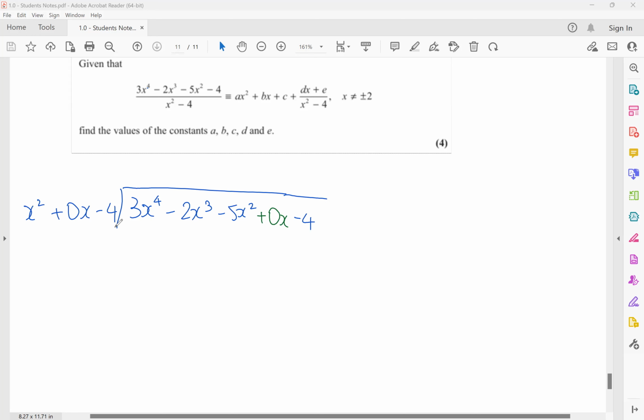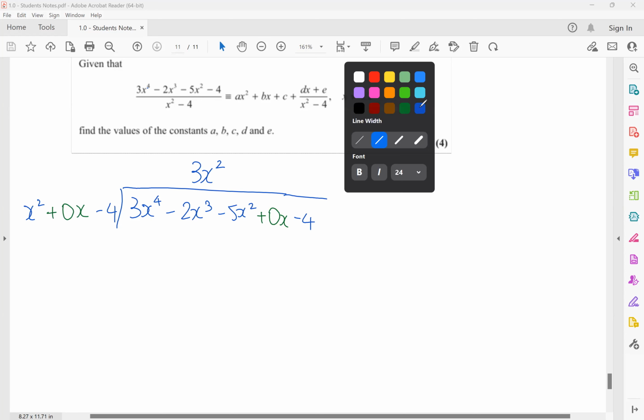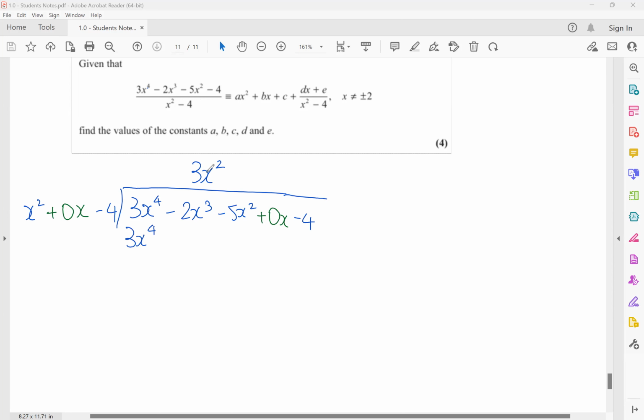If you still want to see how I do it, you can. Right, so x squared to multiply into 3x to the power 4, I need a 3x squared. So 3x squared times x squared is 3x to the power 4. 3x squared times 0x is just 0x cubed. 3x squared times minus 4 is minus 12x squared. Do a subtraction, that's gone. Minus 2 minus 0 is minus 2x cubed. Minus 5 minus minus 12 is plus 7x squared.